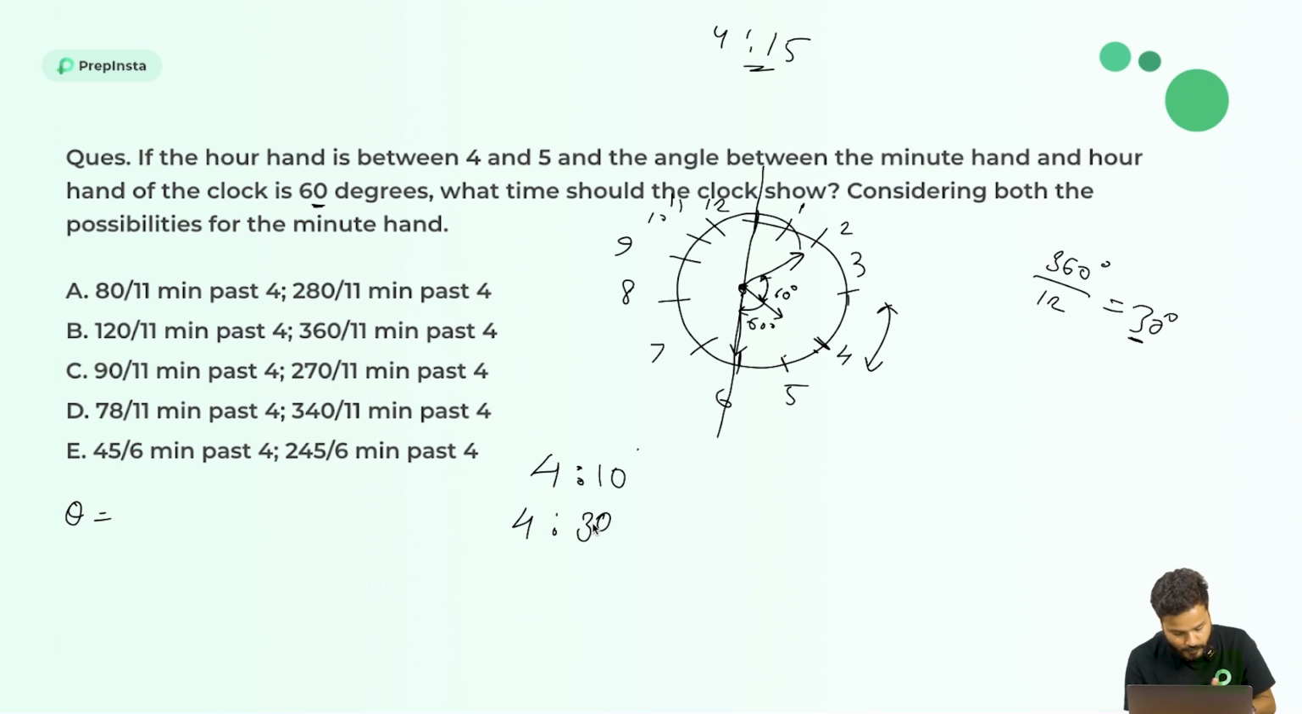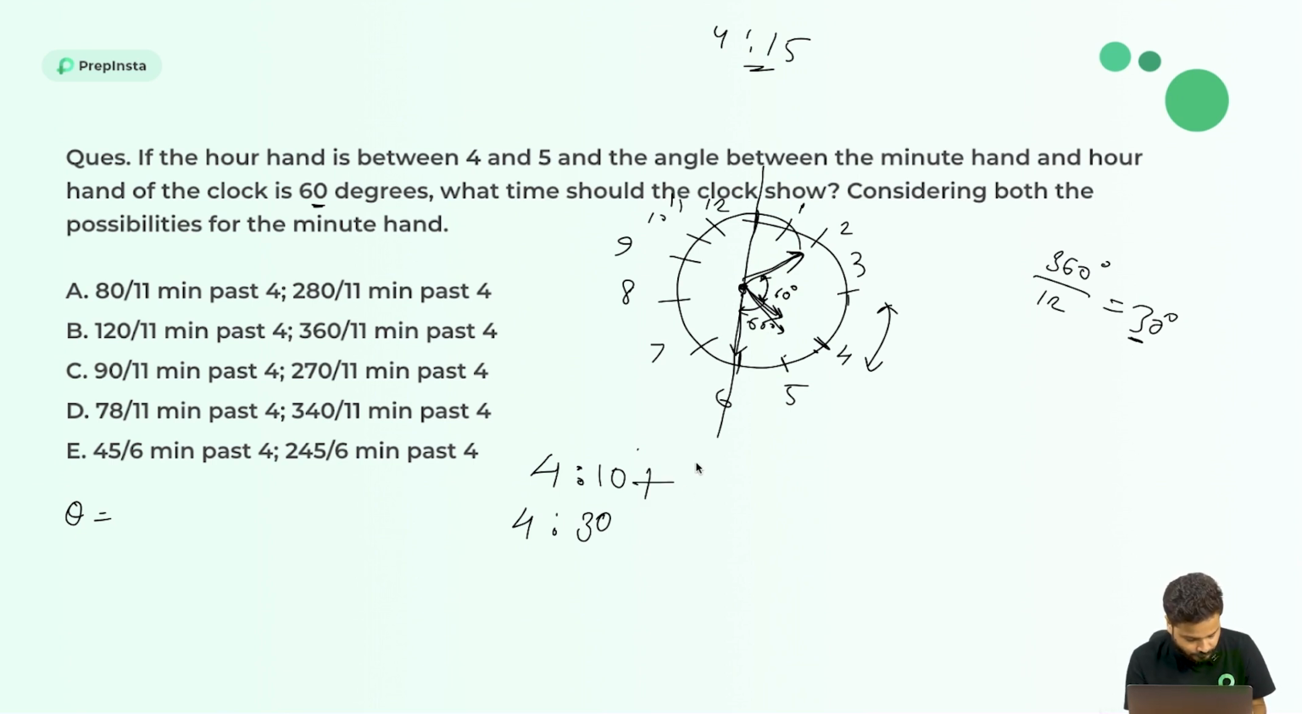But when this minute hand reaches 10, this hour hand will not be at 4, right? This will move a little bit here. So there should be some approximations that we need to add here. What would be those approximations? There's a very quick shortcut for those approximations.